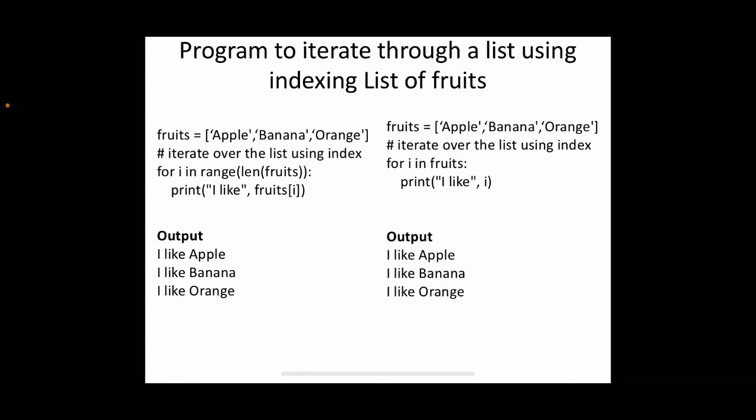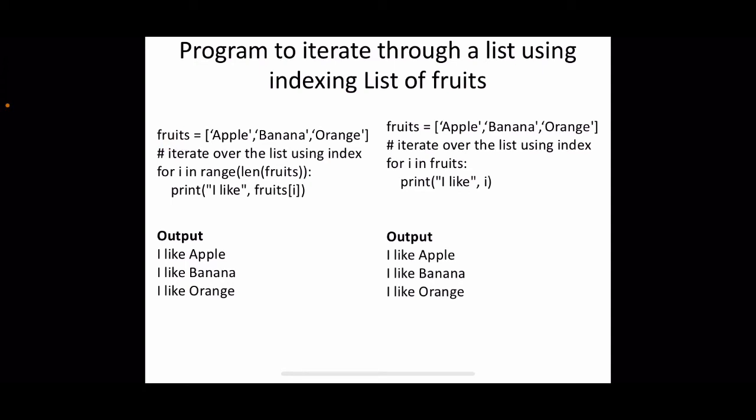Now we can see an example of how this for loop can be used over items in a sequence and at the same time using indexing also. Just for example, we simply iterate over a set of fruits. We are defining fruits as a list: apple, banana, orange. 3 items are there in the list and that list is assigned to the variable fruits.